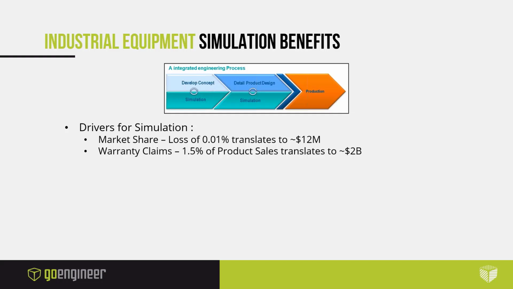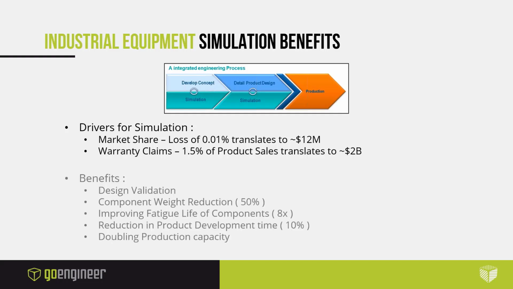Statistically speaking, about 1.5% of the products that are produced or sold are returned as warranty claims, and that constitutes about $2 billion in revenue. So it's a lot of money to be saved by adopting these kinds of measures to ensure that you have a good product that's able to function as it was intended.